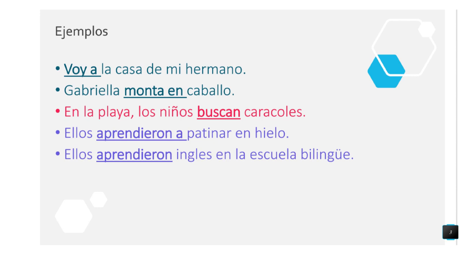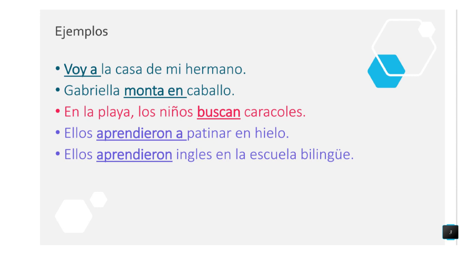Here's an example of a verb that does not need a preposition in Spanish. En la playa, los niños buscan caracoles. So at the beach, the children search for shells. Now in English, we would say they search for shells, right? We wouldn't just say they search shells. But you'll notice in Spanish, we don't need para. We wouldn't say los niños buscan para caracoles. We just say buscan caracoles.